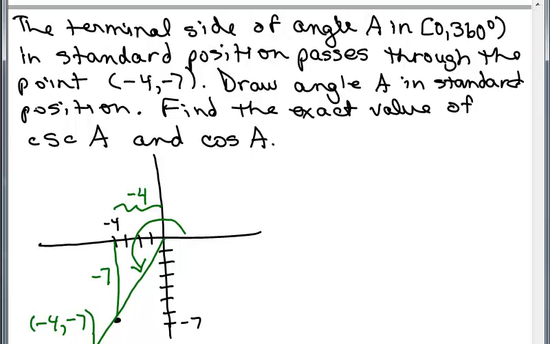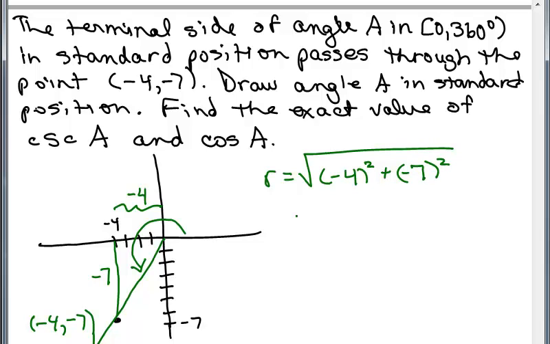And so we could use the Pythagorean theorem or use the rule that r is the square root of x squared plus y squared. Because the actual length, if you think about the Pythagorean theorem, is this length squared, which is 4 squared plus 7 squared equals the hypotenuse squared. So that's where that comes from.